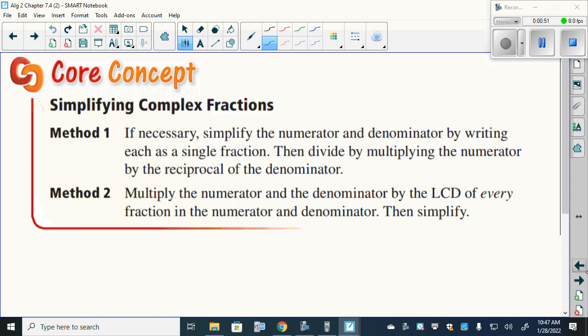The first way, if necessary, simplify the numerator and denominator by writing each as a single fraction. Then divide by multiplying the numerator by the reciprocal of the denominator. Or two, multiply the numerator and denominator by the LCD of every fraction in the numerator and denominator, then simplify.